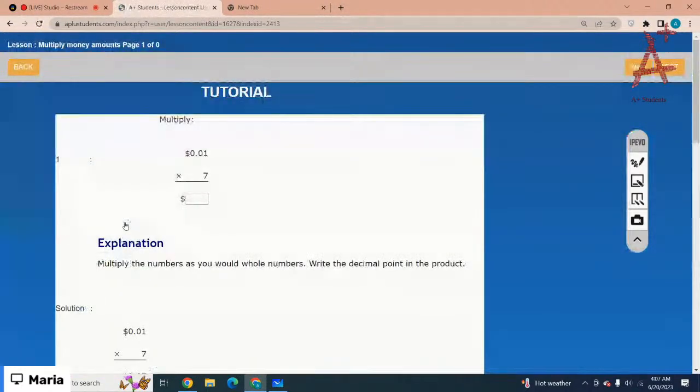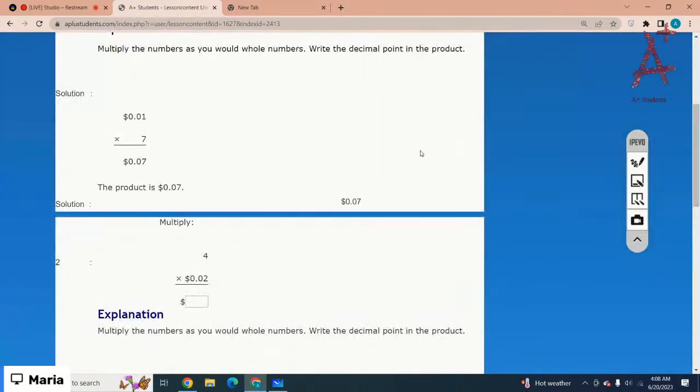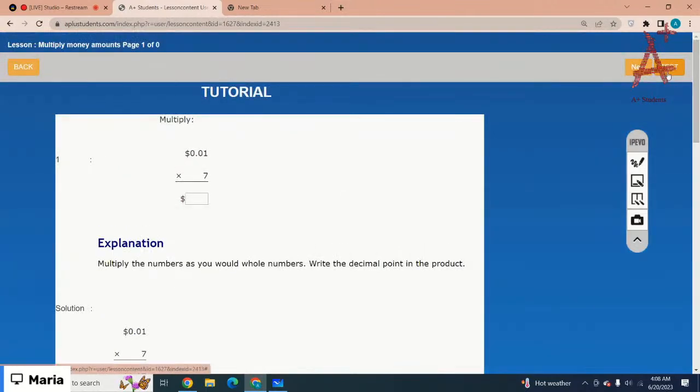Okay, so you have to multiply 0.01 times 7. So you can multiply without the decimal, and then put the decimal back in its position. Got it? Like you have 0.01, you can simply do 1 times 7. 1 times 7 is, we know, 7. Got it? You have a decimal point in between two zeros, so you can just put the decimal point there. Got it? Let's just start with the practice questions.